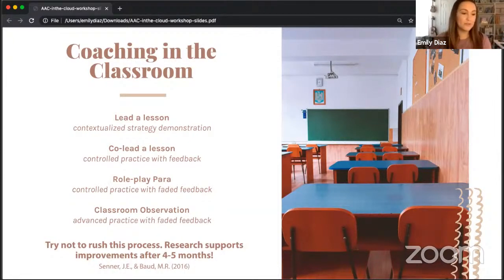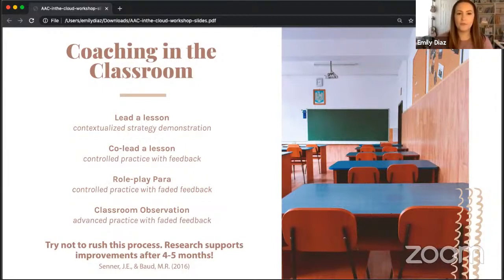It makes your job easier because you don't really have to plan anything extra, and it makes the classroom staff's job easier because they can easily replicate what you're demonstrating. It's something that happens on a daily basis, and it's a time that they know there's going to be communication opportunities. So let's walk through these 4 steps of coaching in the classroom and kind of why they're important.